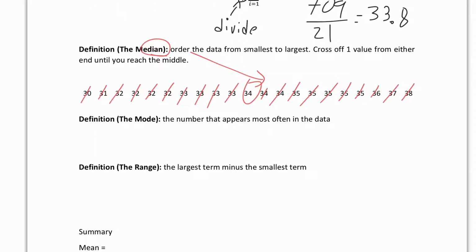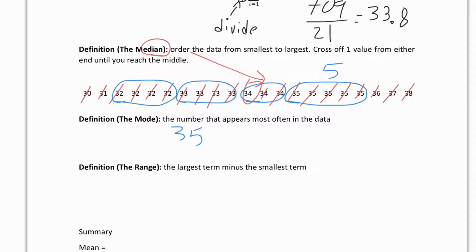A final one that you might have heard of is called the mode. The mode is the number that appears most often in the data. So if we look here, it looks like the 32 appears 4 times. The 33, there's 4 of those. So there's 4 of the 32s or 4 of the 33s, 3 of the 34s, but look at that. There are 5 of the 35, so the mode would be 35. Now again, that's different from the median of 34, and different from the average, but they're all in the same ballpark.